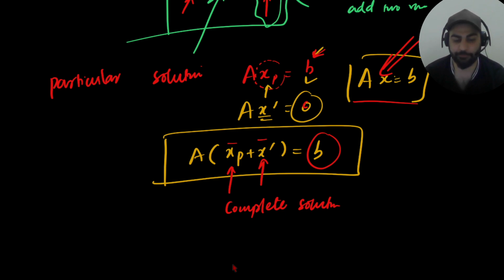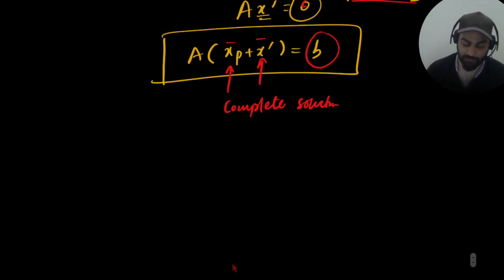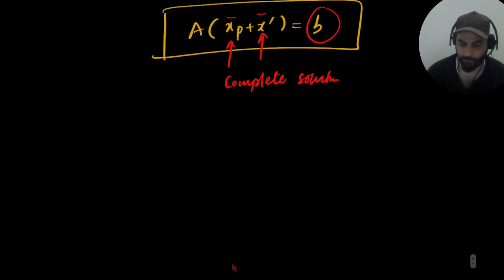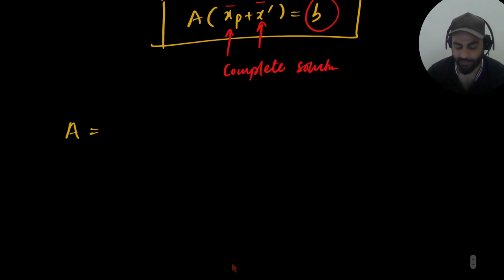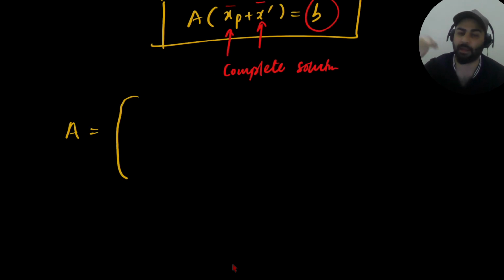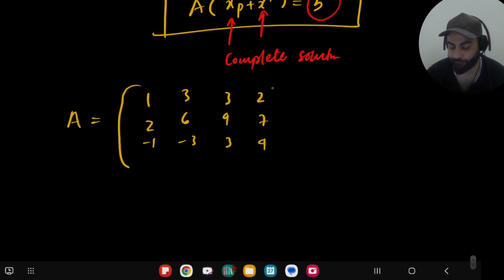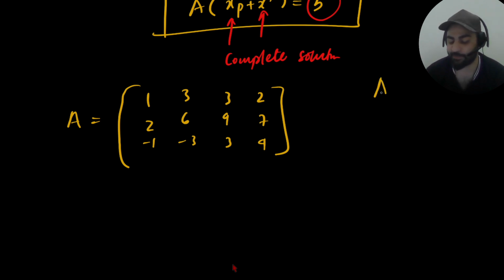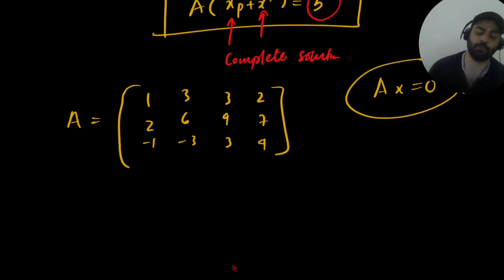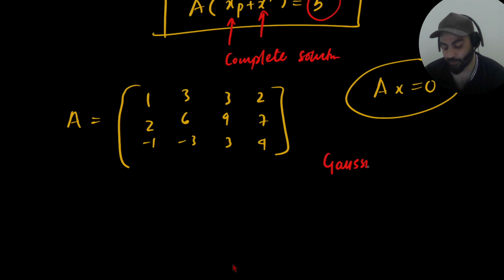Now let's take an example. Let's suppose we have a matrix A. Now I won't write the equations; you know at the background everything is an equation. So 1 2 minus 1, 3 6 minus 3, 3 9 3, 2 7 4. So it is Ax equal to 0. This is what I want to solve. So what I can do is again use Gaussian elimination.